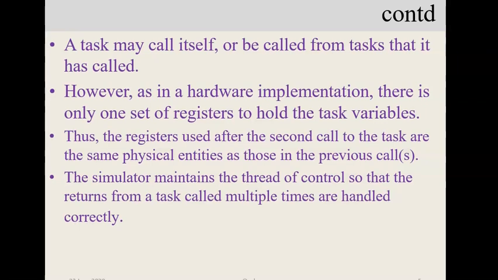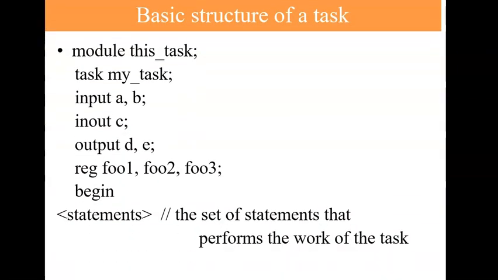So that means it will remember the values obtained from different tasks. Let us take the structure of a task. It is in a module, and for this module I have chosen some name. Let us start with task as the keyword and the name of the task, my task. As I have told you, it will have some inputs: input A, B, input C. So A, B, C are inputs. D and E are outputs. Here I have chosen some intermediate registers for 1, 2, 3.